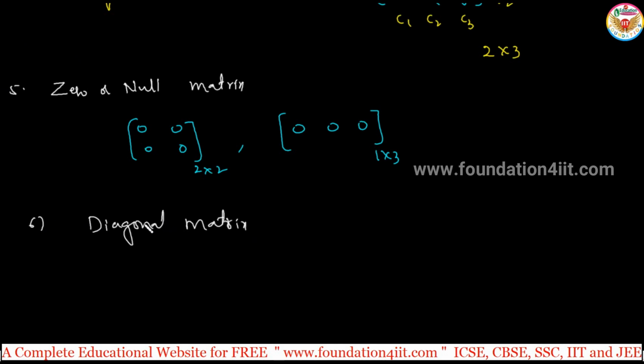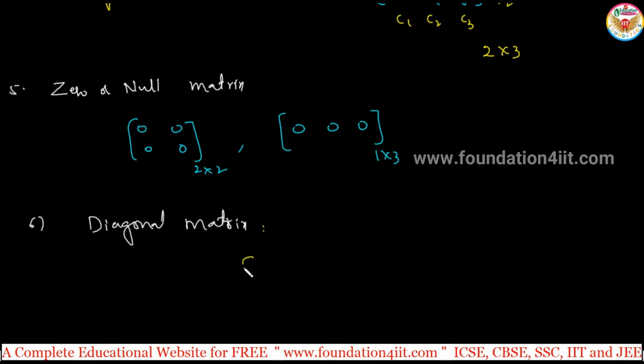Diagonal matrix. Actually, a diagonal matrix only comes for a square matrix, meaning the straight line from the first row, first column to the last row, last column, which must be square only. A square matrix which has all its elements 0 except those lying in the principal diagonal is called a diagonal matrix. Let me show an example.